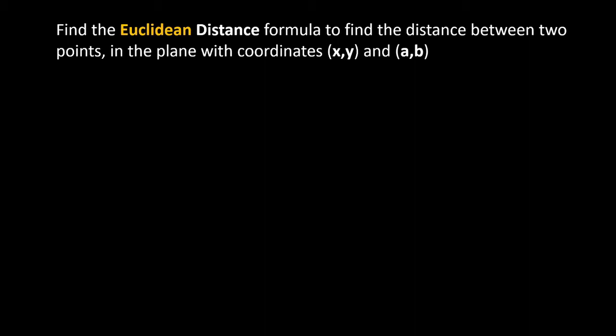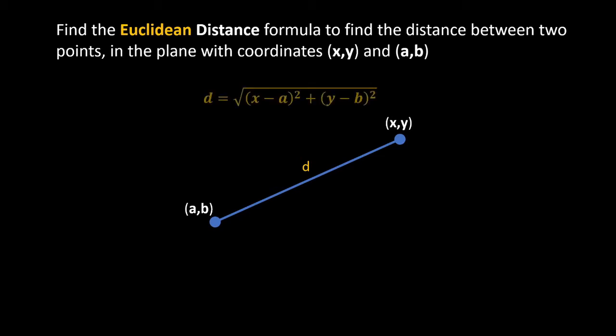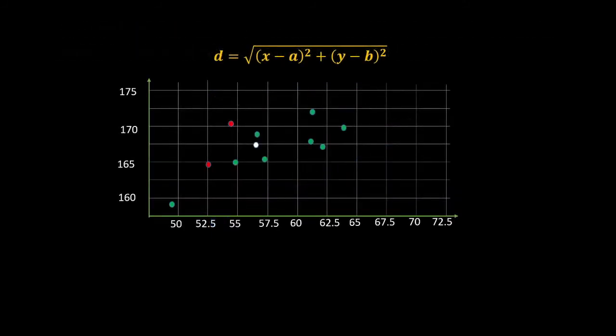We use this to find the distance between 2 points in the plane with coordinates x, y, and a, b. So if you look at it this way, I've got x and y, and I've got a and b. This is all just back to high school math. And here is the Euclidean distance formula: the square root of (x minus a) squared plus (y minus b) squared. Very, very simple formula. So what does this look like in practical terms? You can see here, I've got my white dot in the middle, and I want to do this calculation.